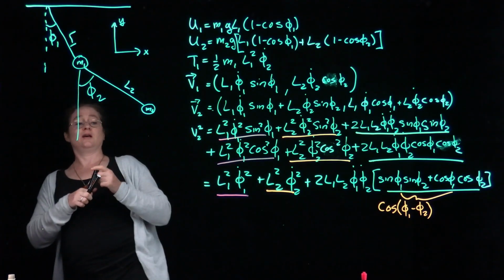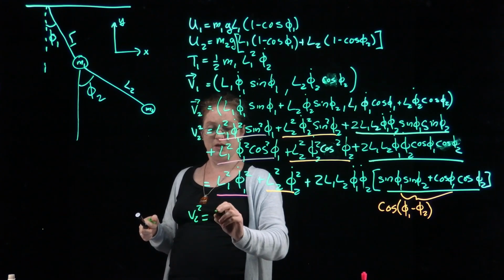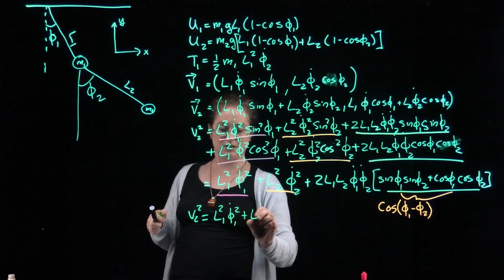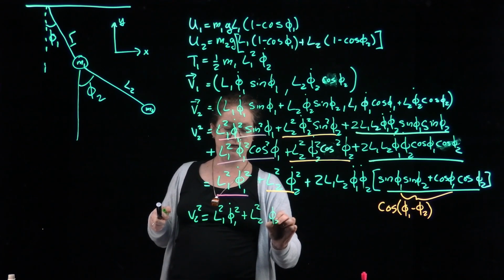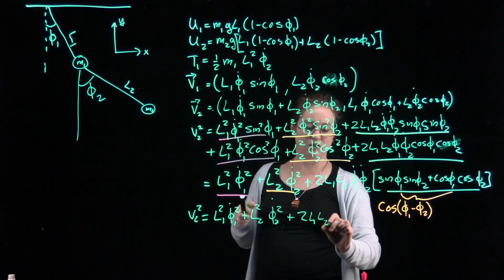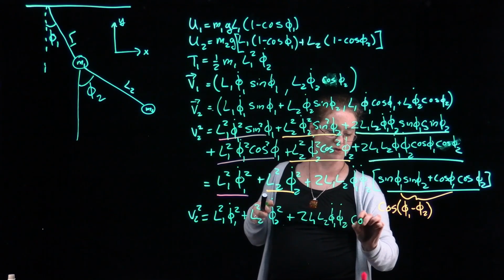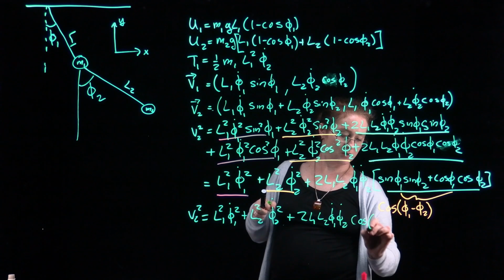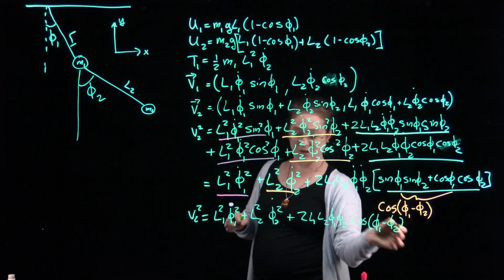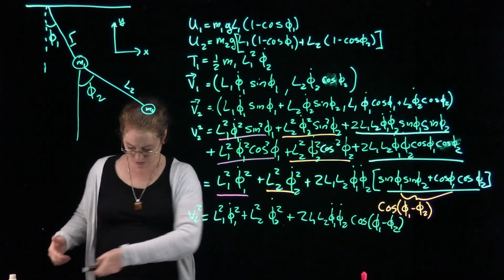So, all of the v2 squared terms add up to be L1 squared phi 1 dot squared plus L2 squared phi 2 dot squared plus 2L1 L2 phi 1 dot phi 2 dot cosine phi 1 minus phi 2. Big, ugly mess. Okay.